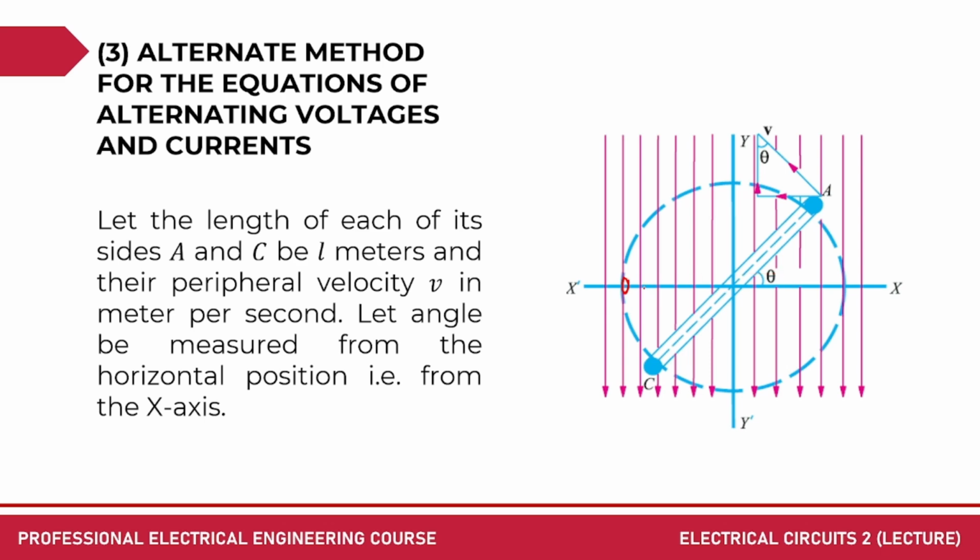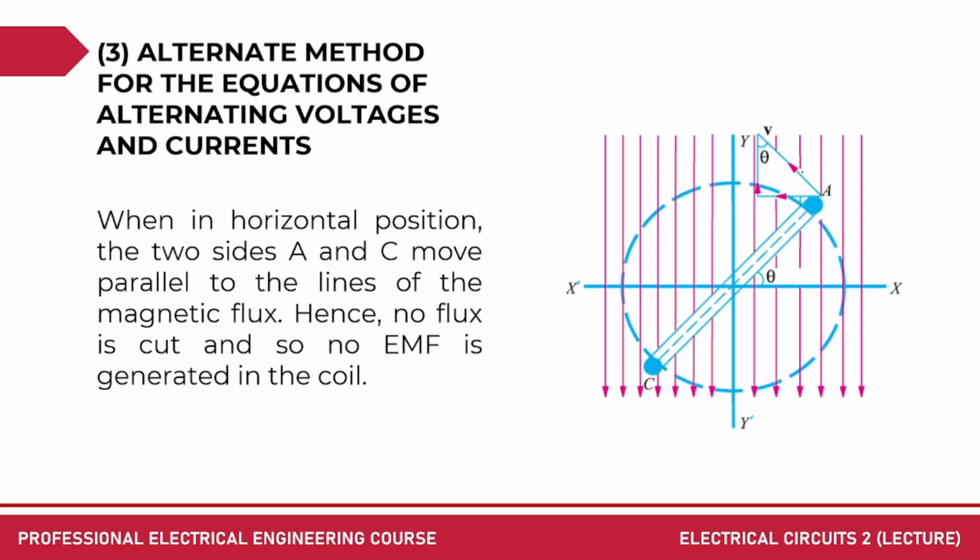Let's say it starts from 0, and then we rotate it until we achieve this theta. When in the horizontal position, the two sides A and C move parallel to the lines of the magnetic flux. Hence, no flux is cut. I told you earlier that when flux is cut, there's a generated voltage. So no flux is cut, and so no EMF is generated in the coil.